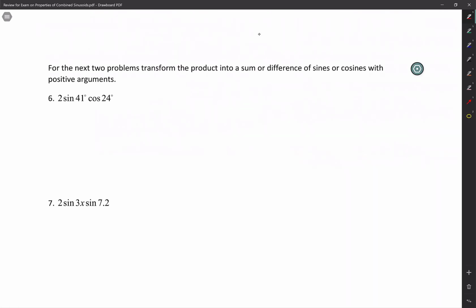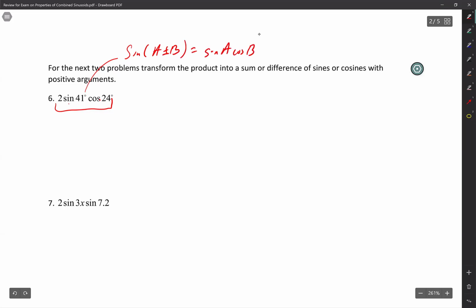It says for the next two problems, transform the product into a sum or difference of sines or cosines with positive arguments. So what that means is I am looking for a way to get 2 sine 41 cosine 24 degrees. Hopefully you look at it and you're like, oh, sine cosine, the only one that does that is sine. So I'm going to write what sine of A plus or minus B is: sine A cosine B plus or minus cosine A sine B.